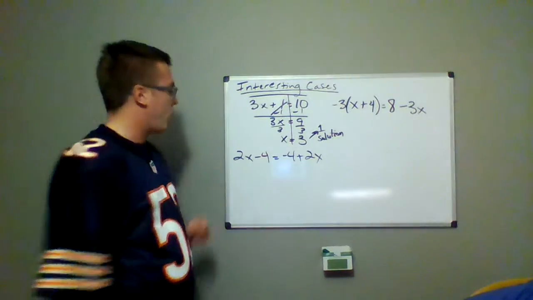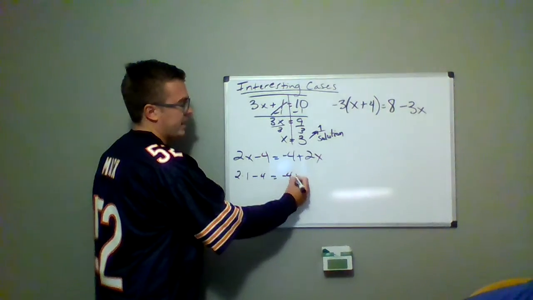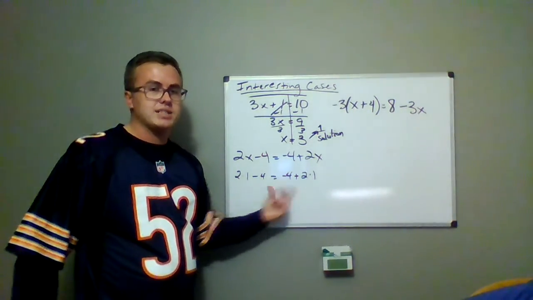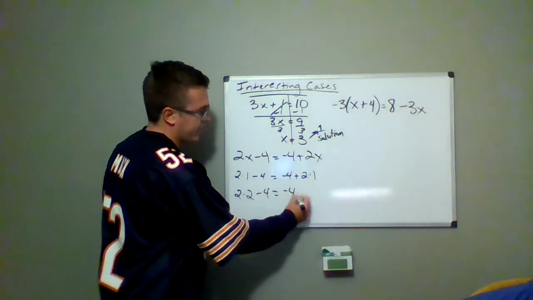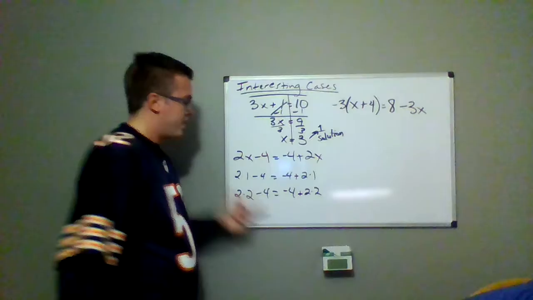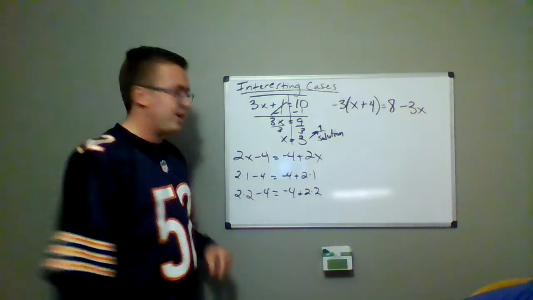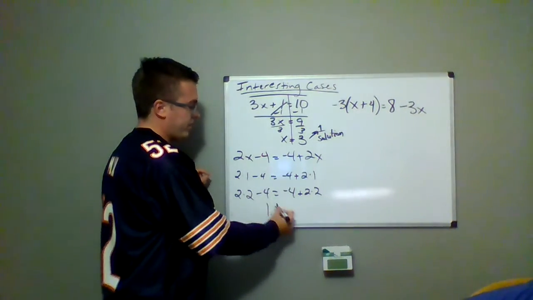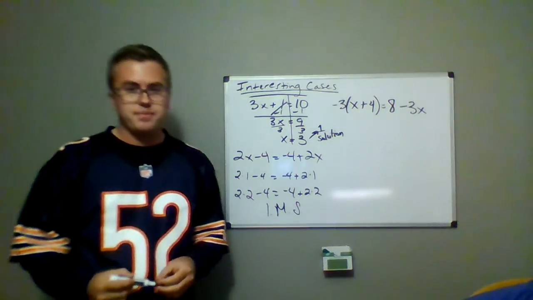If I plug in 1 for x, I would have 2 times 1 minus 4 equals -4 plus 2 times 1. That's the same thing on both sides. If I plug in 2, 2 times 2 minus 4 equals -4 plus 2 times 2. Again, same thing on both sides. So whatever I plug in, it's going to make this statement true. So there are infinitely many solutions to this problem.